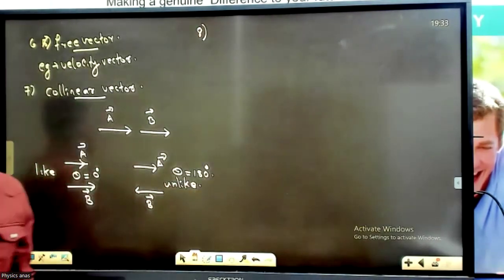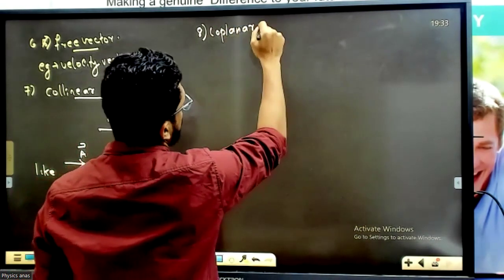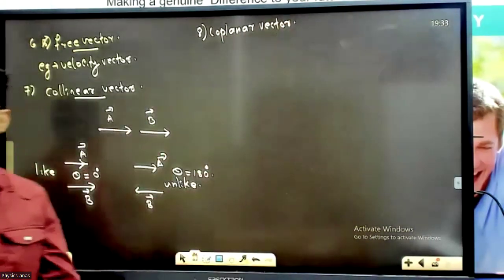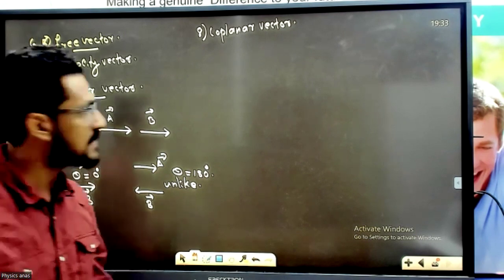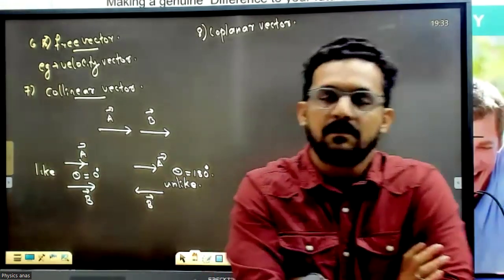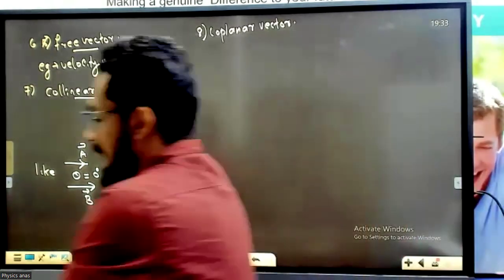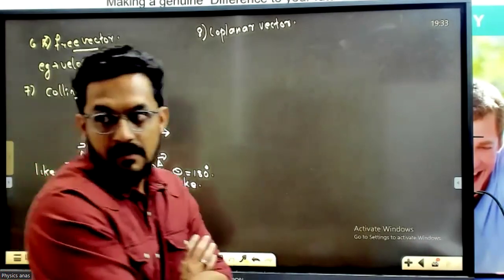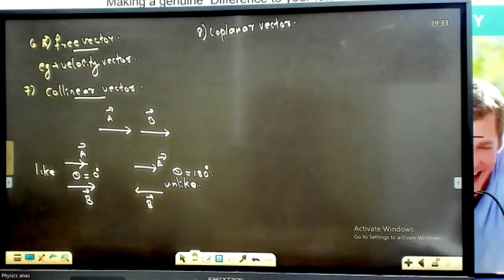Next type of vector: coplanar vectors. What are they? Co means common, planar means plane, so common plane vectors. Vectors which are lying in the same plane. Vectors acting in the same plane. Got it? All these are coplanar vectors because they all are acting in the same plane.